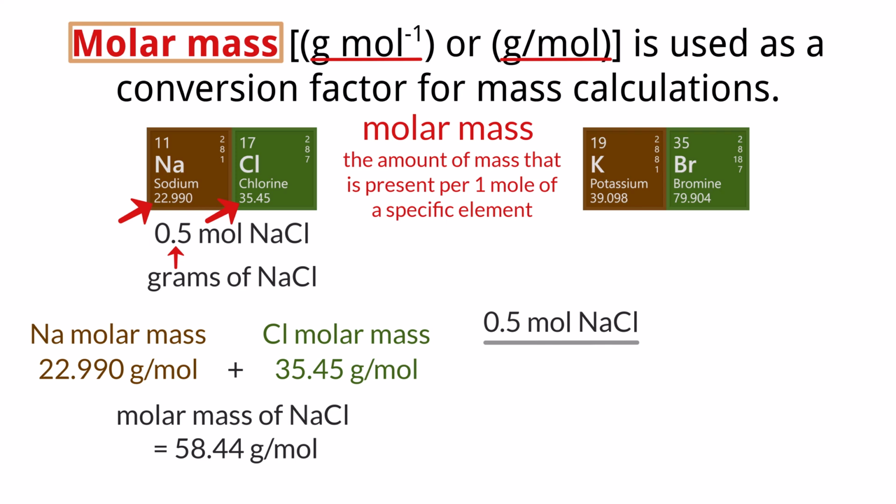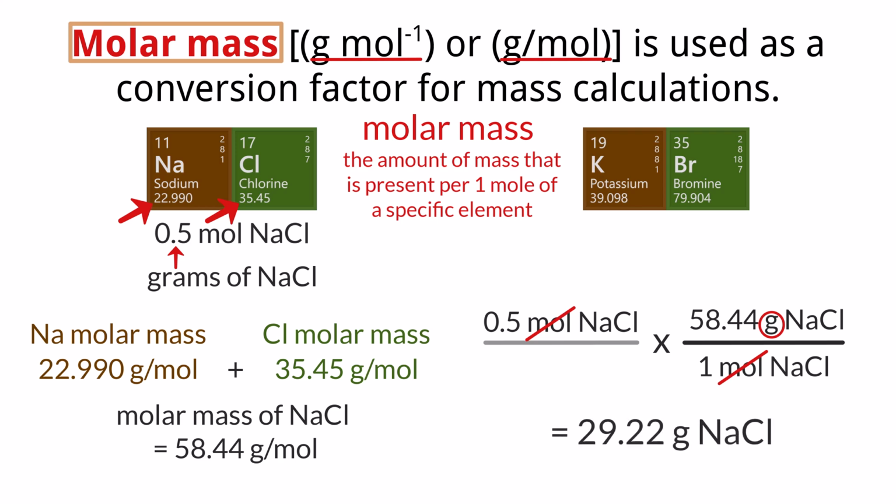As you can see here, we must multiply our starting value by the molar mass because this is how we can get moles to cancel and leave us in units of grams. After multiplying these two values, we determine that we need to measure out 29.22 grams of NaCl for our lab, which is equal to 0.5 moles.